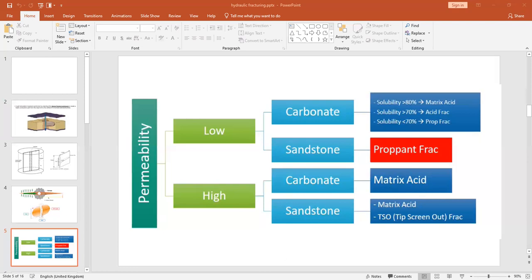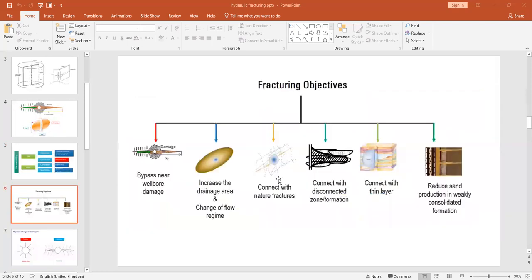For sandstone we can do matrix acidizing also. The step-rate screen out is a recent and more advanced method of hydraulic fracturing, which we cannot go into because it's really more advanced. You have to understand this basic concept before you can even get into this, because the recent methods are more advanced.